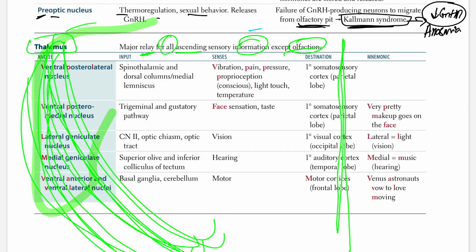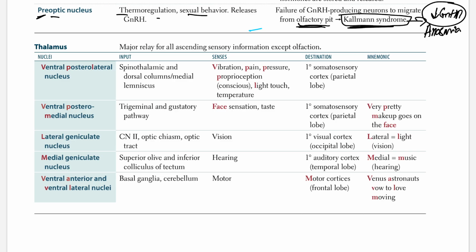Now let's look at these. We have the VPL, ventral posterior lateral nucleus. The input is spinothalamic and dorsal column, medial lemniscus. Senses are vibration, pain, pressure, proprioception, light touch, and temperature, right? And the destination is going to be your primary somatosensory cortex.